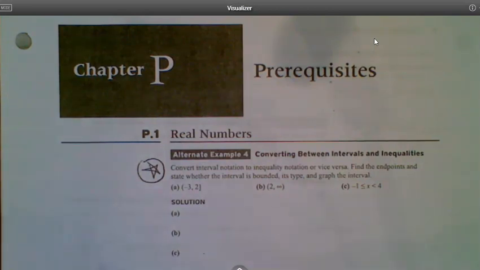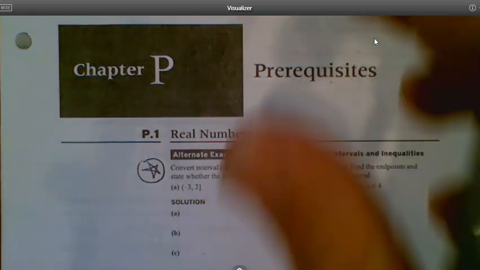Remember, these are notes you can always print from my website and fill in the blanks with me. That way you don't have to write so much as we go.